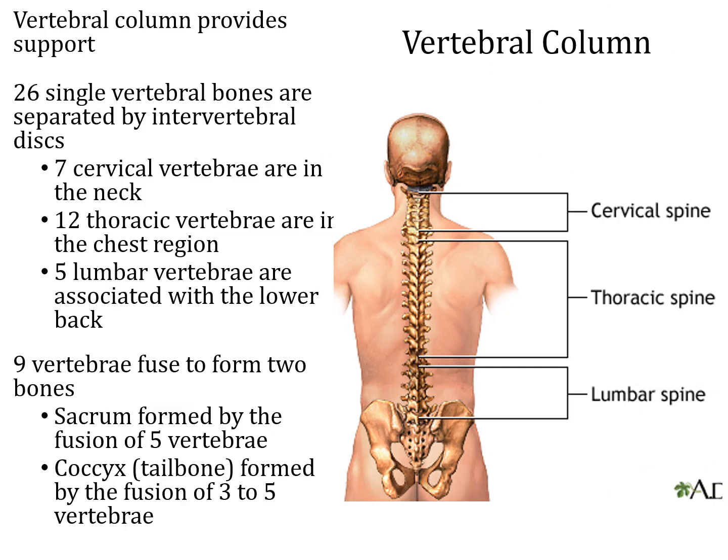The next part of the axial skeleton is the vertebral column. This is commonly known as your backbone. So there are going to be 26 individual vertebrae that are separated by our intervertebral discs. And let's remember, our intervertebral discs are made of fibrocartilage, right? Because it can withstand great pressure and it supports things.